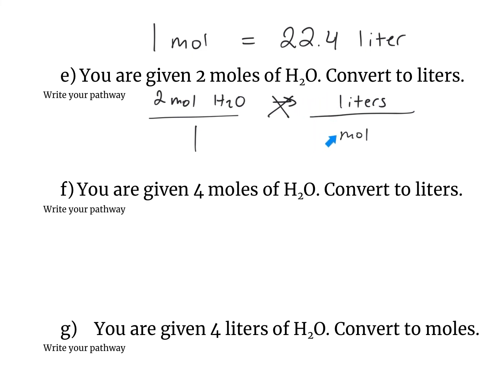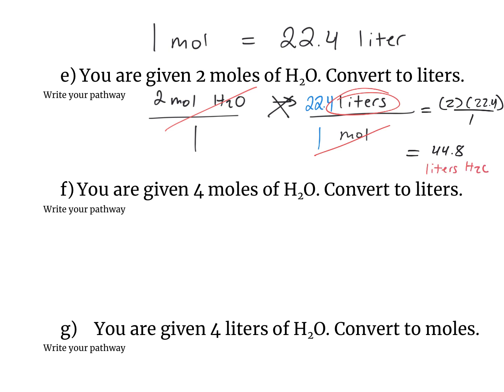Gabriel, where should my 1 go? The top or bottom? The top, yes. So your 1 is always going to go next to the mole. Okay, so it's going to be the bottom. And then your 22.4 is going to go next to liters. So whenever you multiply that out, you're going to get 2 times 22.4 over 1, so it's going to be 44.8. And then my units cancel out, and I'm left with liters. So liters of H2O.